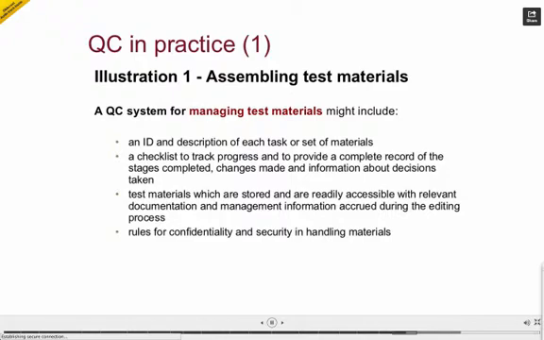Test materials being stored and readily accessible with the document close to it, not separated out where you can't find it. And rules for access and confidentiality so that people who are not entitled to can't get hold of secure materials or pass them on to people who shouldn't have them.